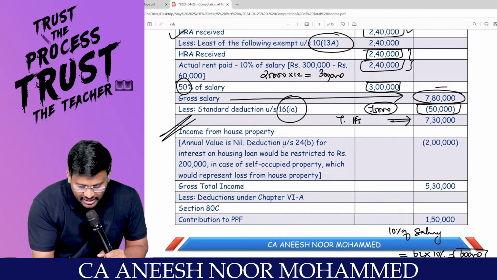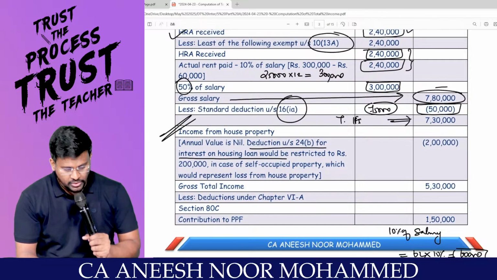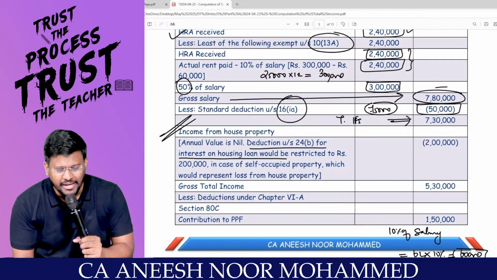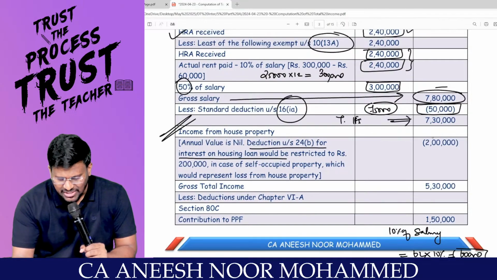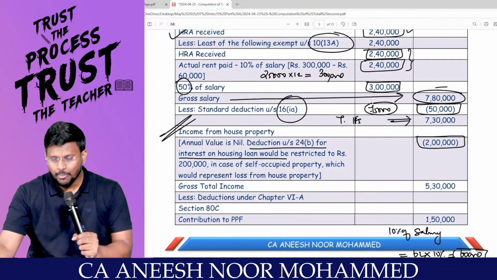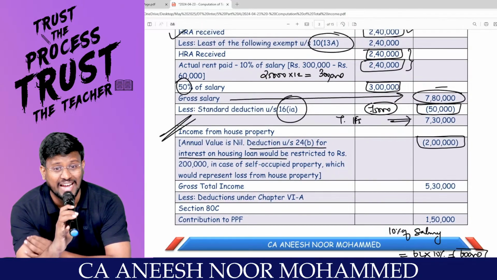But I can claim 24B only under the optional tax regime, not under the default tax regime. That is deduction under 24B for interest on what loan? Sir, what is the interest he has paid? 2,10,000. But that will be restricted to how much lakh? 2 lakh. Because there are two limits. Either 30,000 rupees or 2 lakh.